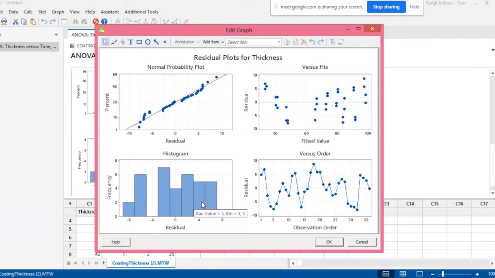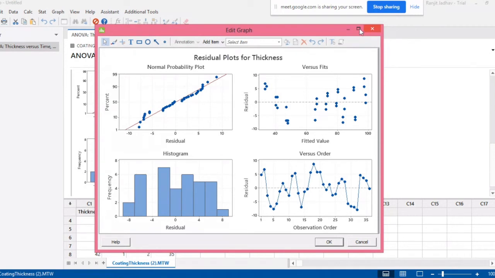So what is meant by this residual thing? What is meant by residual? Residual means the observations. Okay. So if it is exactly on the mean, it will be 0. Across the mean, how they are distributed. So that is the residual.